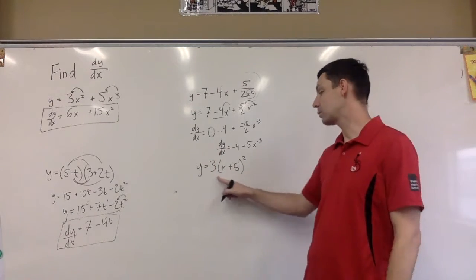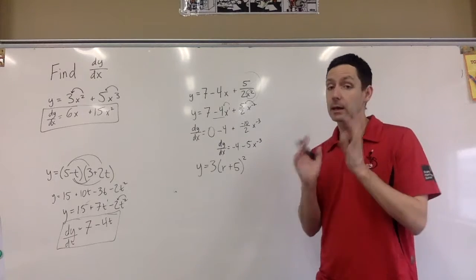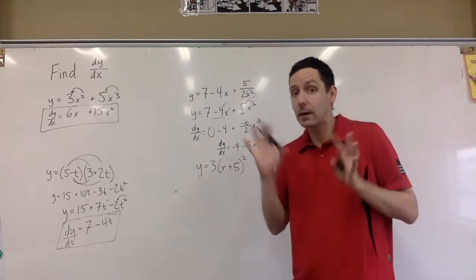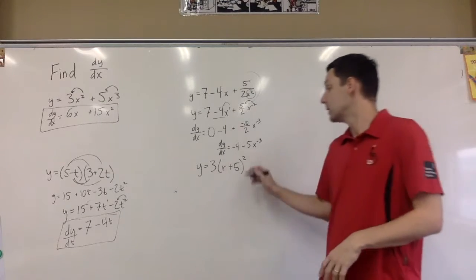Okay, we go y equals 3 times (r plus 5) squared. Again, I need it in that polynomial style format. I can't have these parentheses hanging out. We don't like parentheses or anything like that. So let's get rid of them.